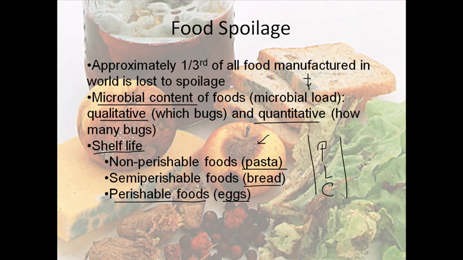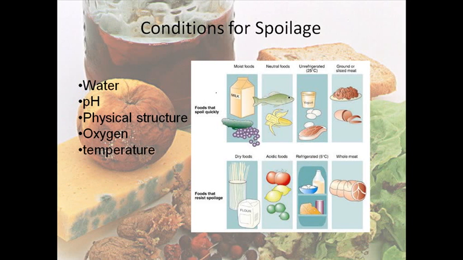So what are the basic conditions that are triggering the food spoilage? Well, the conditions are water content of the food, the pH of the food, the physical structure of the food, oxygen, and the temperature, because all these things are correlated with the growth and division of bacterial cells. Bacterial cells need water to grow, because every single living organism needs water to grow. So bacteria need water. That's why the water content.